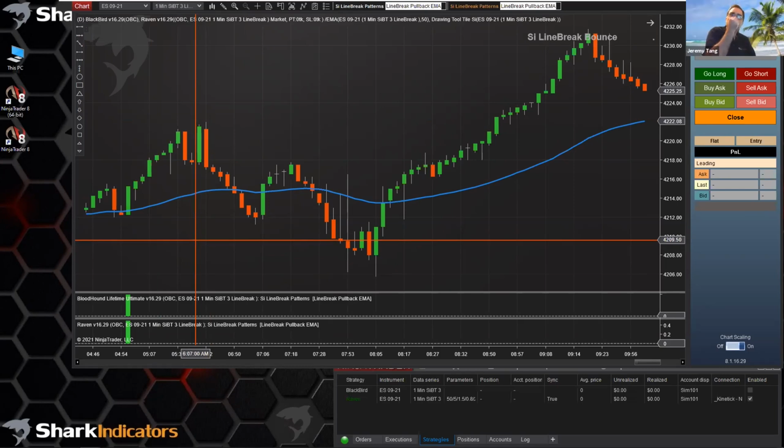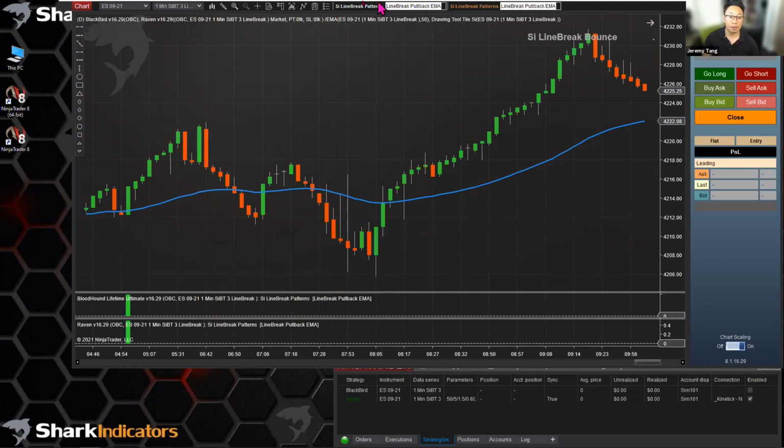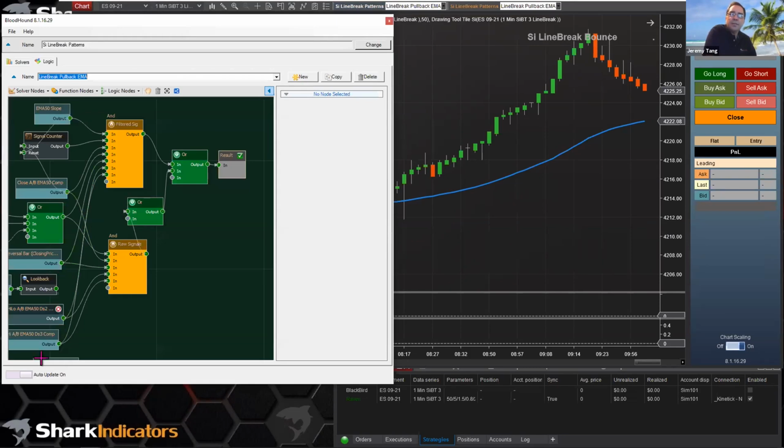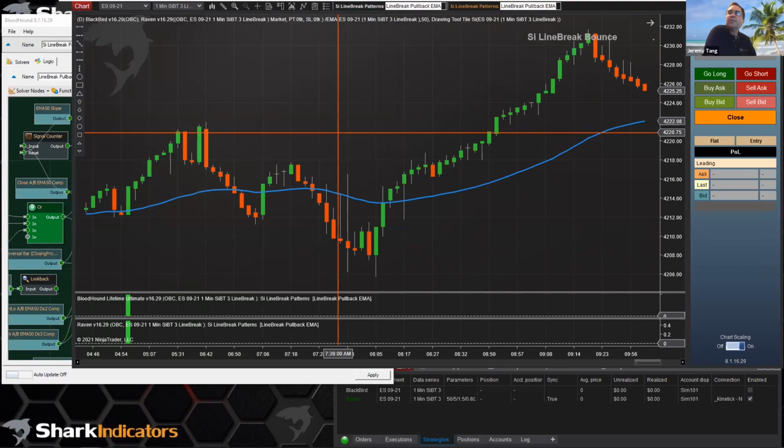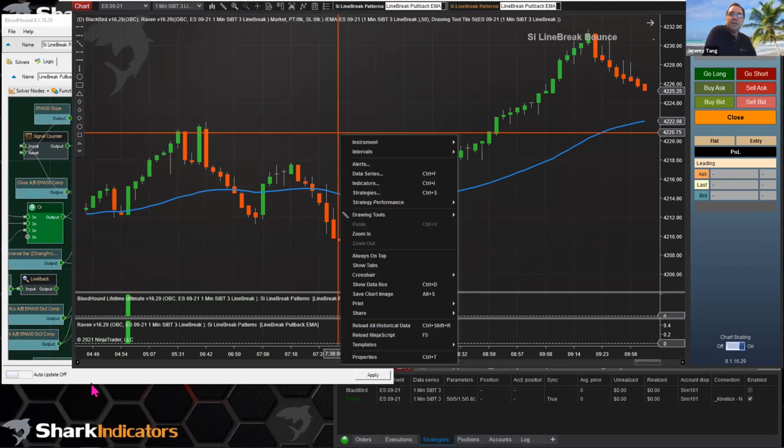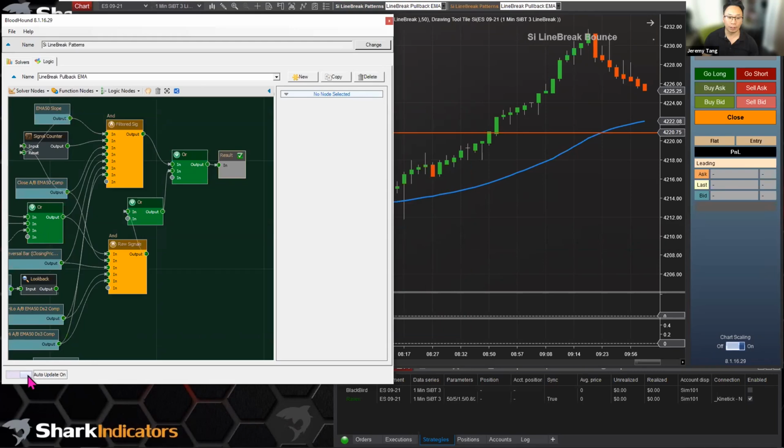No. It's possible that his auto update or calculation setting is off. Let me show you here. Make sure this auto update is turned on. It might have been turned off by accident. If you turn it off, then Bloodhound is not going to automatically calculate, and you have to reload the chart every single time to get it to calculate. Or you can just hit the apply button on the right-hand side. So if it's off, hit the apply button there.